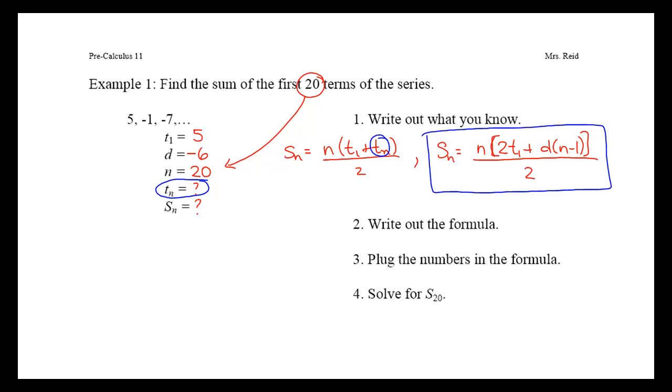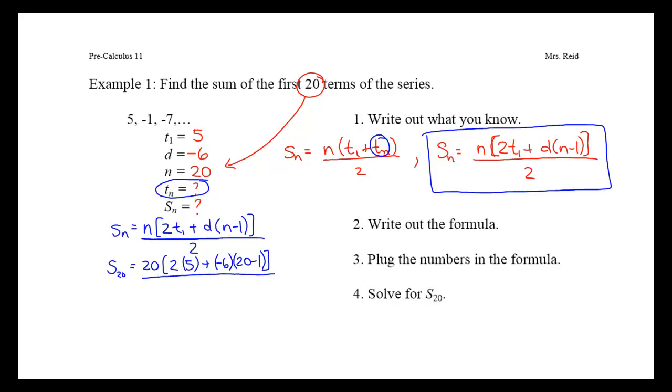If I plug those numbers into that second formula, the sum of the first 20 terms is equal to 20 times 2 times the first term, which is 5, plus D, which is -6, times n, which is 20, minus 1, all divided by 2.